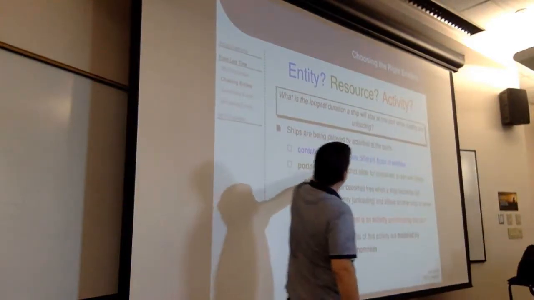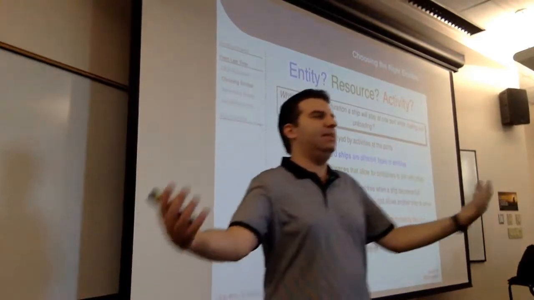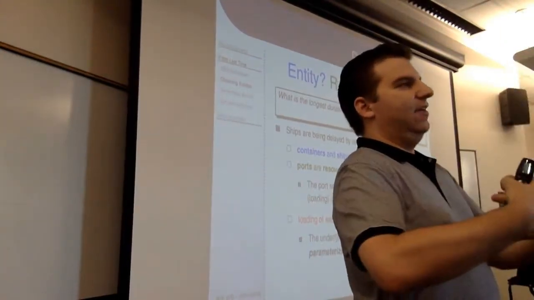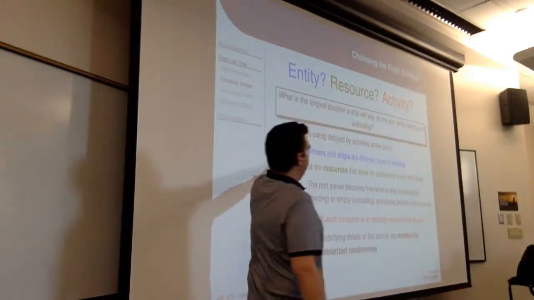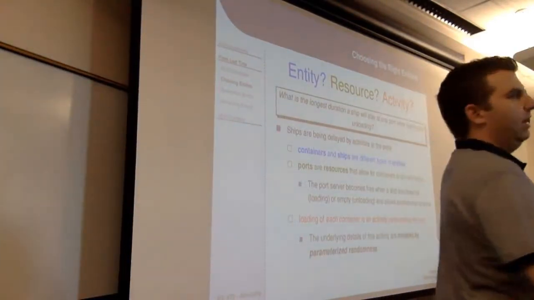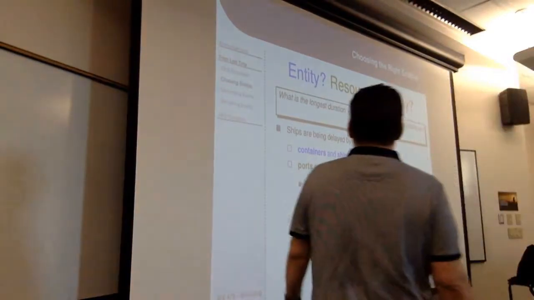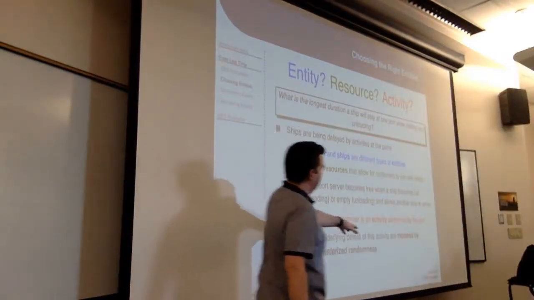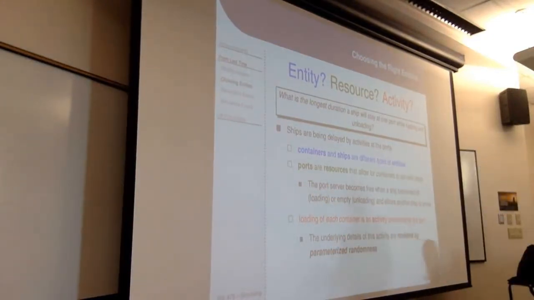So the ships are now an entity, and maybe containers are also an entity, because maybe they both have to arrive together in order for the ship to be ready to depart. The ports are now a resource: it takes a certain amount of time for the port to load everything up onto the ship and for the ship to get out of there so the next ship can come in. And the loading of each container might be, again, an activity performed by the port. So we don't have to model the cranes or anything like that, just so long as we have a good time handle on how long these things take.